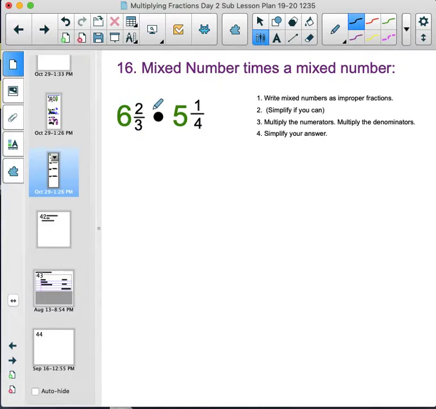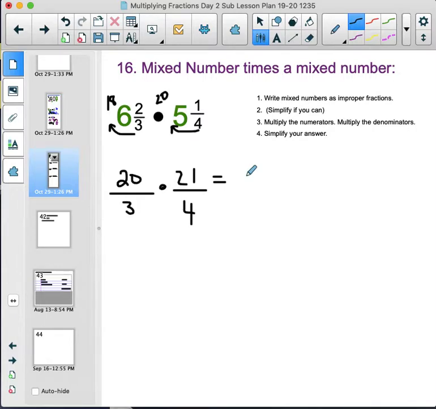All right, you have to convert twice. So you're going to take 3 times 6, which is 18, plus 2, which is 20 over 3, times 5 times 4 is 20, plus 1 is 21 over 4. You might notice I chose these numbers for a reason. If you didn't notice that, let's see.